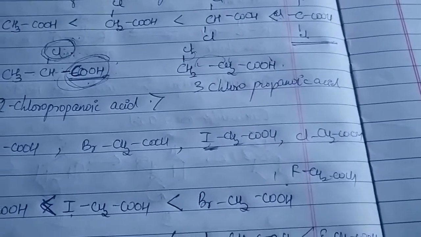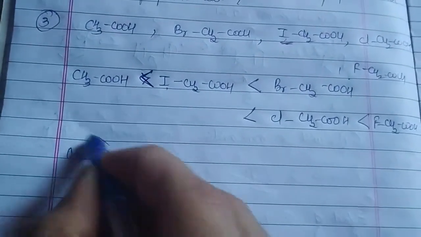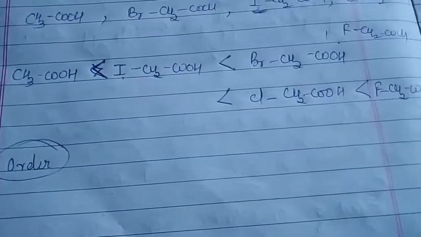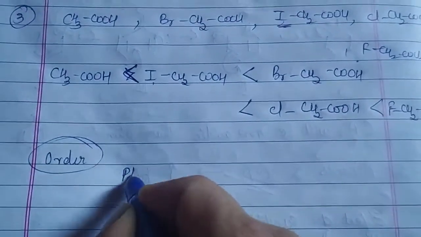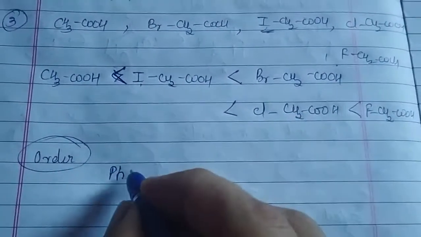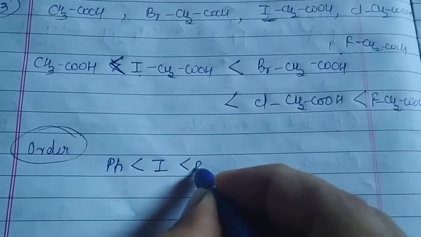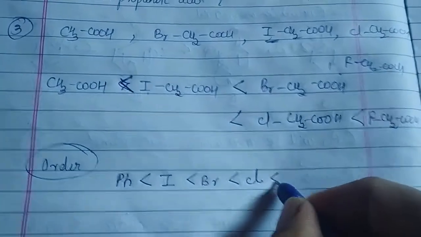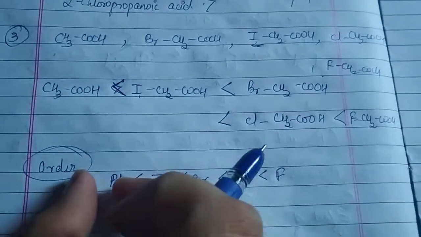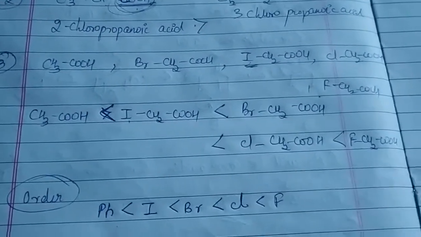Is that clear? So let me give you one order. Order of different electron withdrawing groups, in increasing order. First is your phenyl group, which is least. Then iodine, then bromine, then chlorine, then fluorine. This one we already knew. If you have benzoic acid, it will be least acidic.